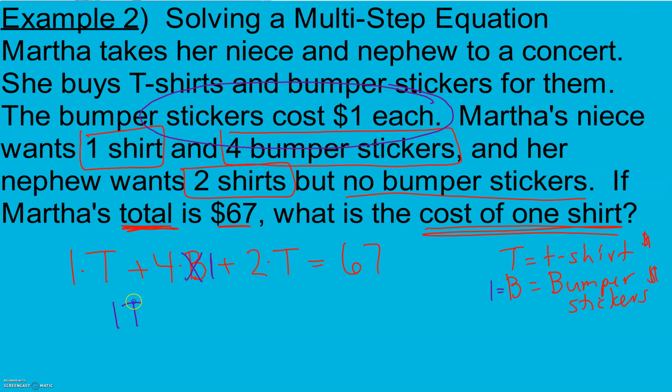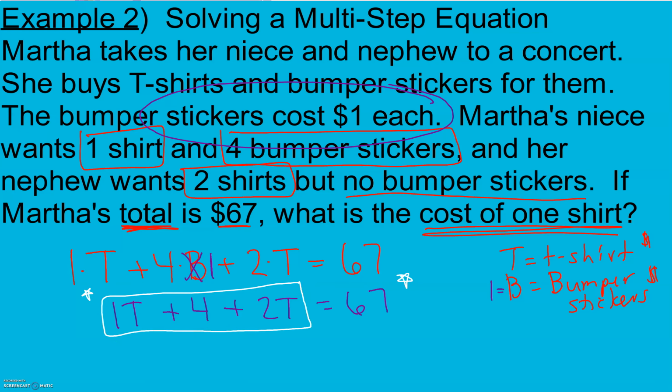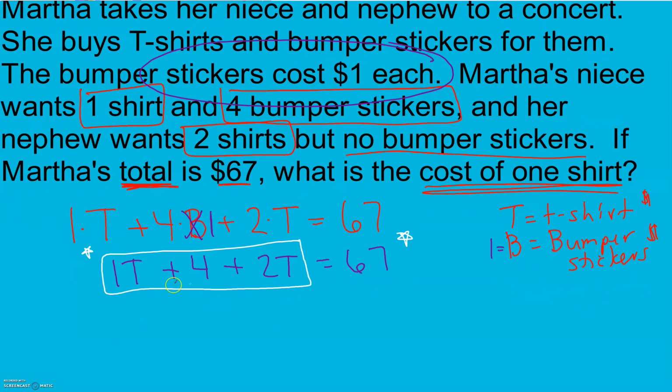So I have 1 t-shirt plus 4 times 1 is $4 spent on bumper stickers, plus 2 more t-shirts gives me $67. Right now we have all the money she spent and all the things she spent it on, or how she spent it. We're going to combine our like terms here. Remember, we still have 2 expressions. So 1 t-shirt plus 2 t-shirts gives me 3 total t-shirts were bought and $4 was spent on bumper stickers.